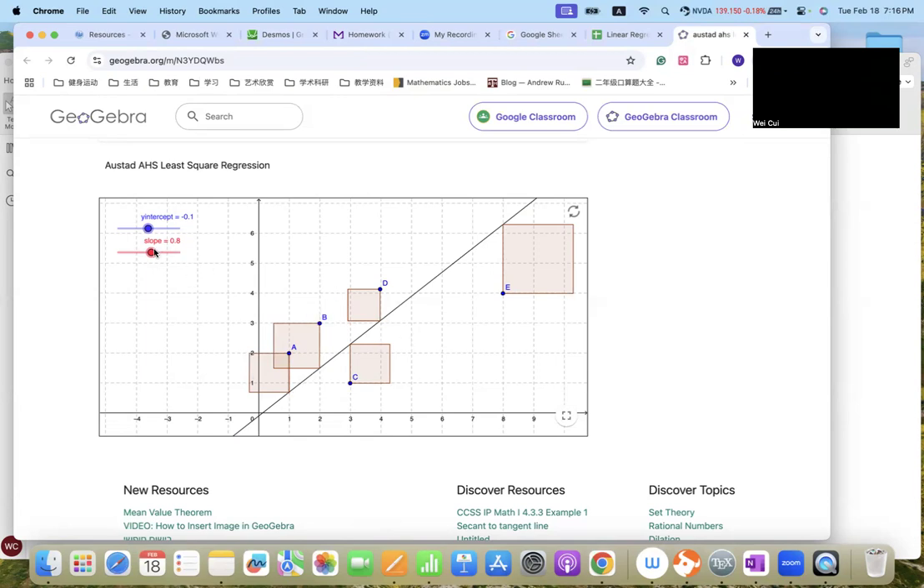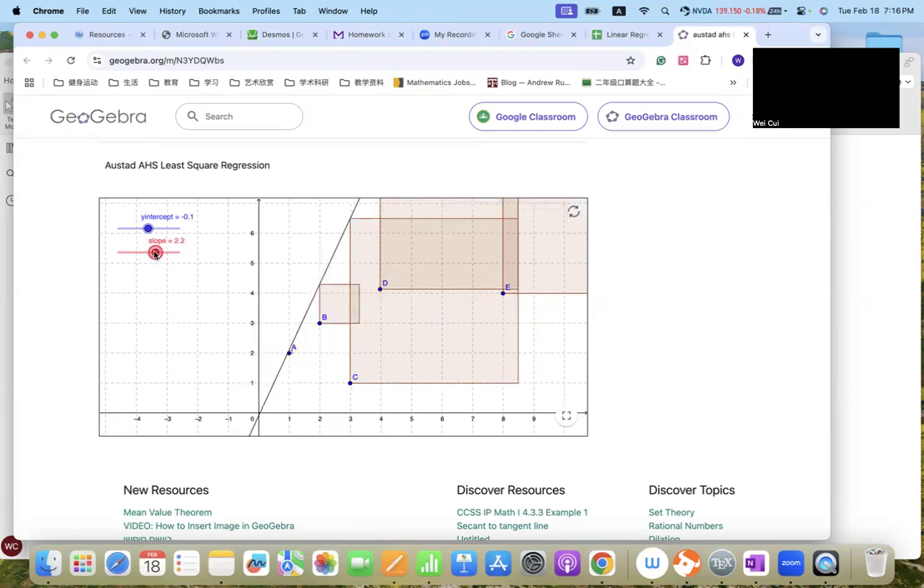Then I can compare that with a different equation. Say, for example, suppose I give an equation like this. If this is my second equation, obviously the first one will be much better than the second one, because the second one will have a larger error.